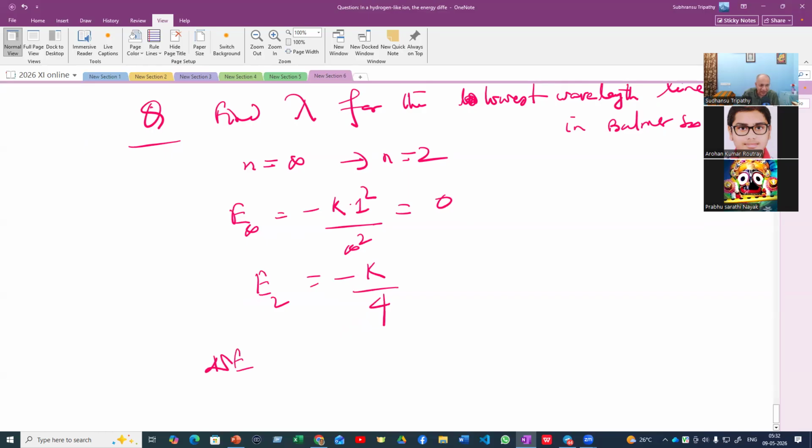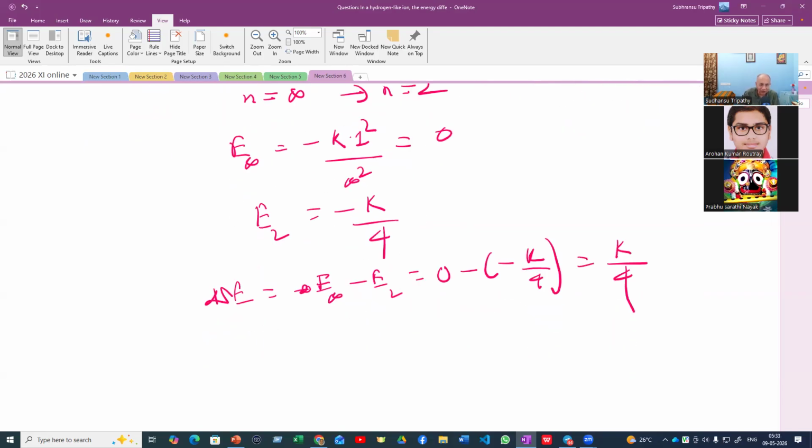So delta E is equal to E infinity minus E2, that is 0 minus minus k by 4. It is simply k by 4. So you can find out k by 4 is equal to hc by lambda. So what is lambda? That will be coming, I think 4,000 something. And that is the lowest wavelength line, the last part of merging. That line will be coming. You also do it as homework. If you get time, it will be 4,000 something angstrom.